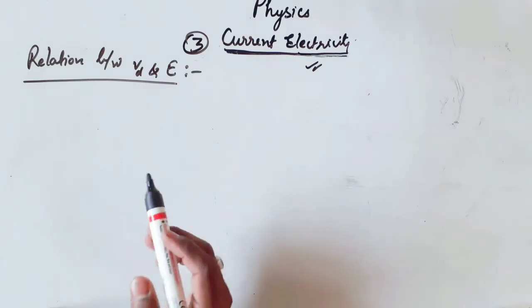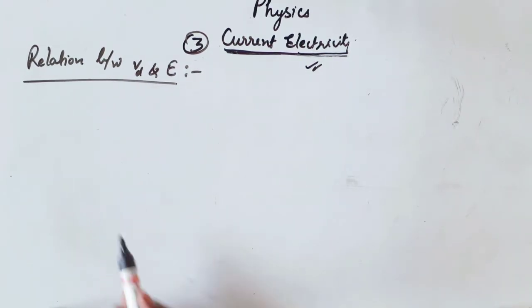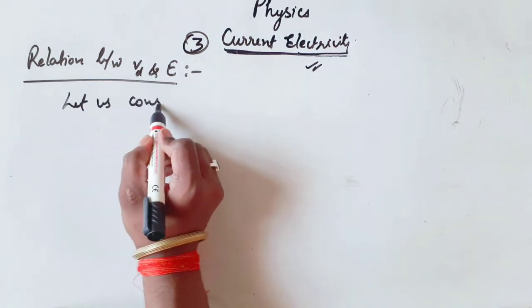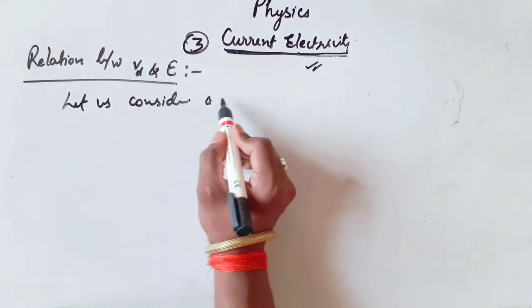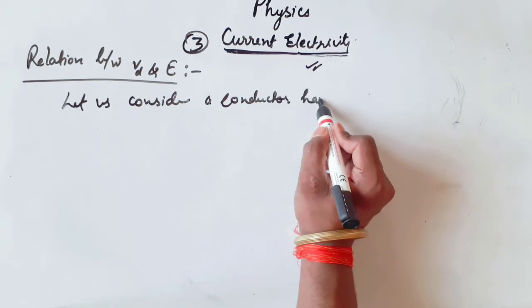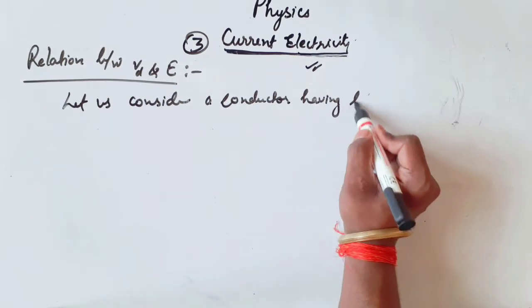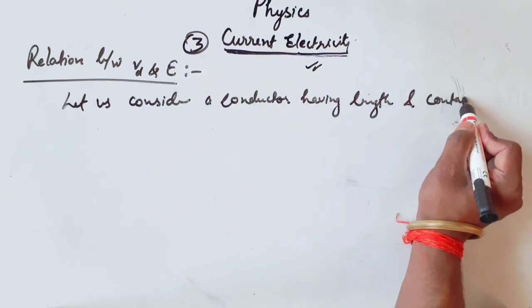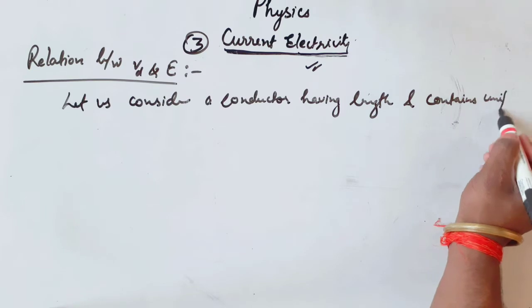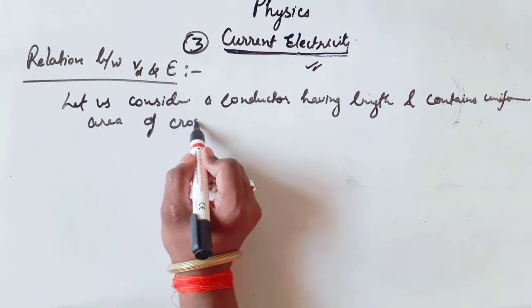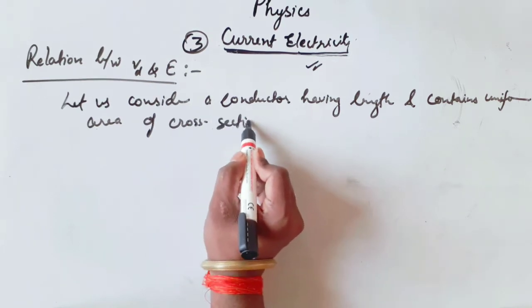Now, the relation between drift velocity and electric current. Let us consider a conductor having length L that contains a uniform area of cross section, capital A.